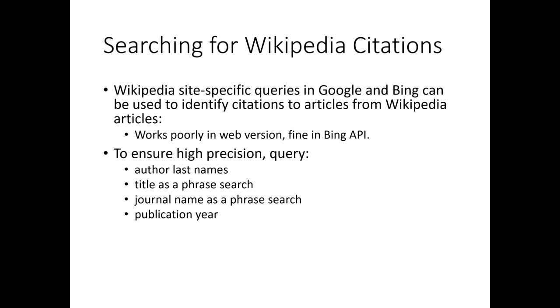We need to search with the Bing API with a high precision query to make sure that we don't match pages that don't really cite the paper we're interested in. From experiments by Kousha and Thelwall, the optimal query will contain author last names, the title of the article as a phrase search, the journal name as a phrase search, and the publication year. If you combine these, then there shouldn't be any false matches usually from a Bing API.